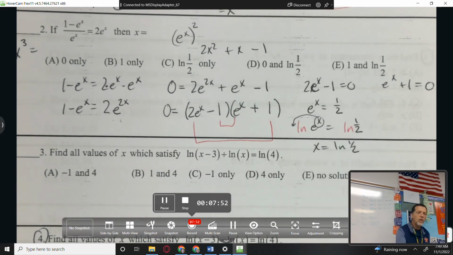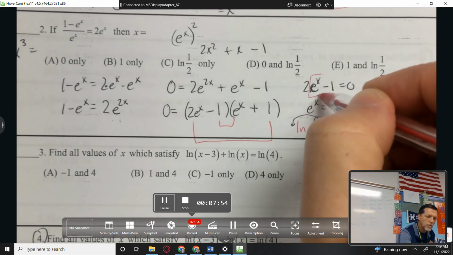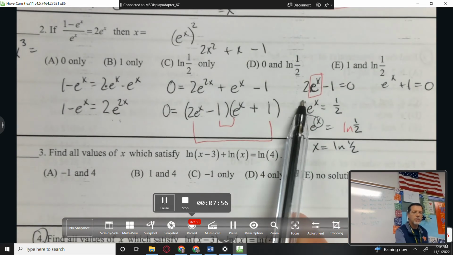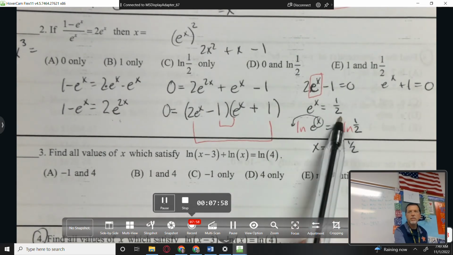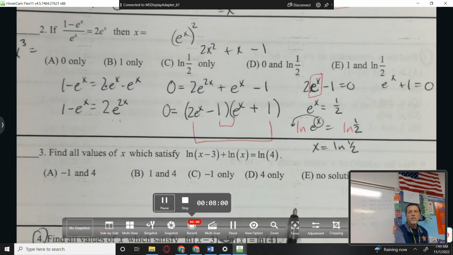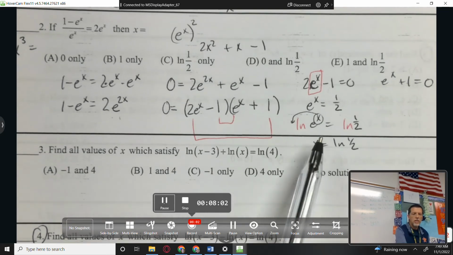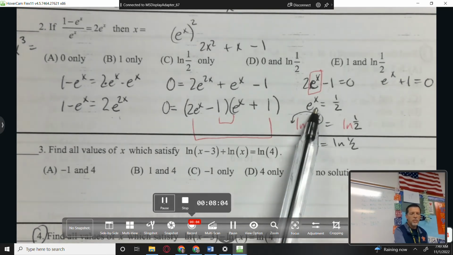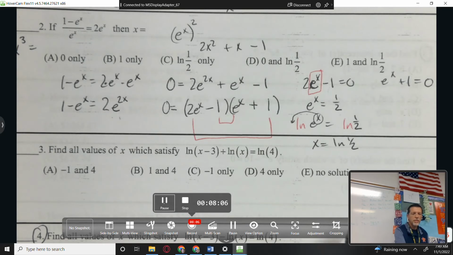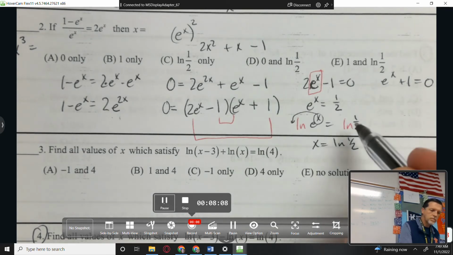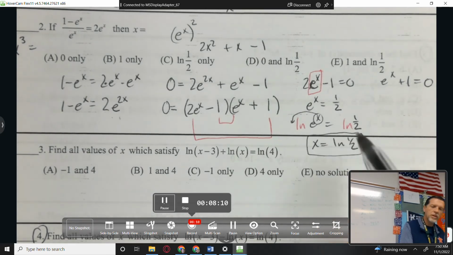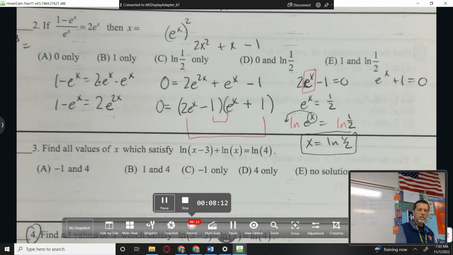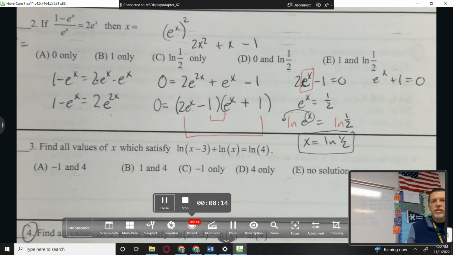So I'm going to solve for e to the x. I'm just going to add 1 and divide by 2. So move the 1 over and then divide it by 2. Then to undo the exponent, I natural log both sides. So there's one of my answers. Now let's go get the other answer.